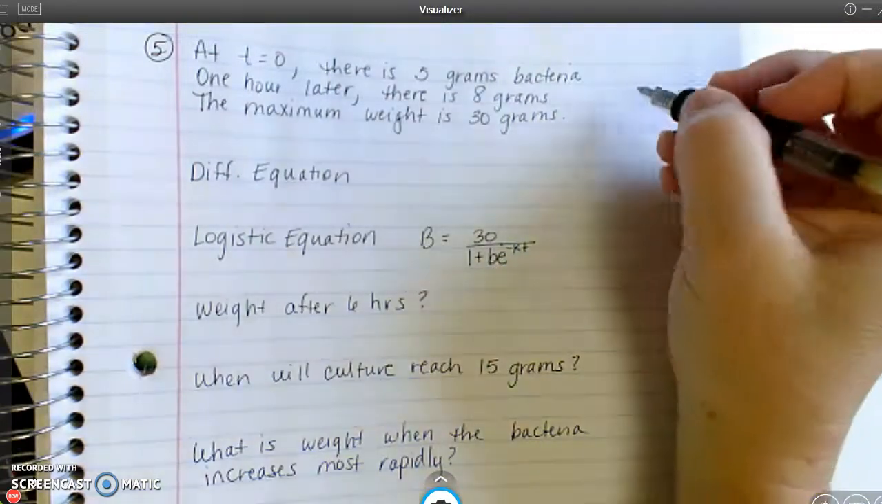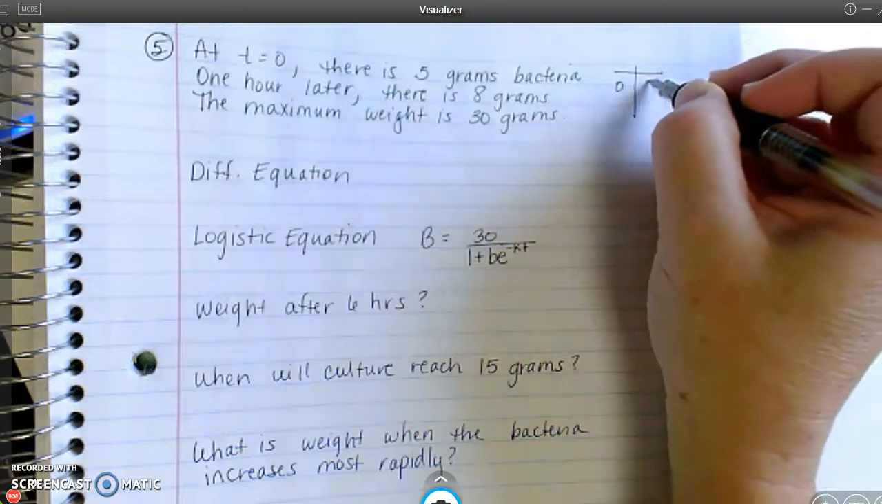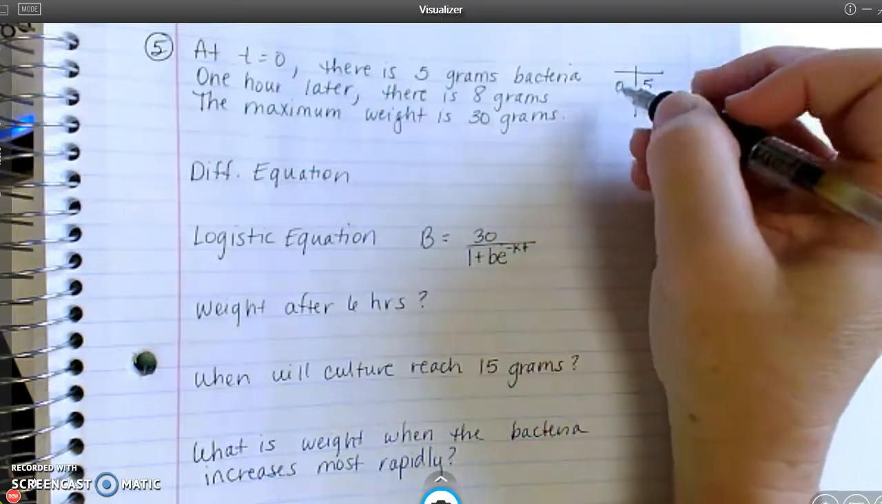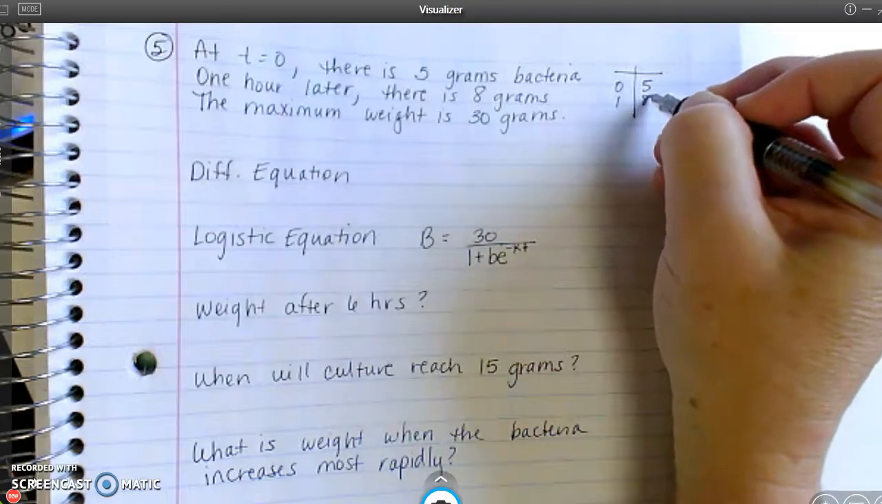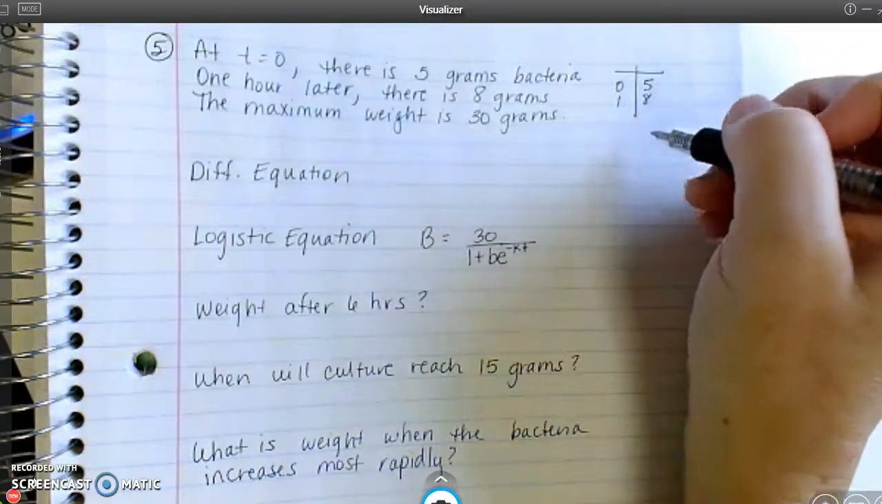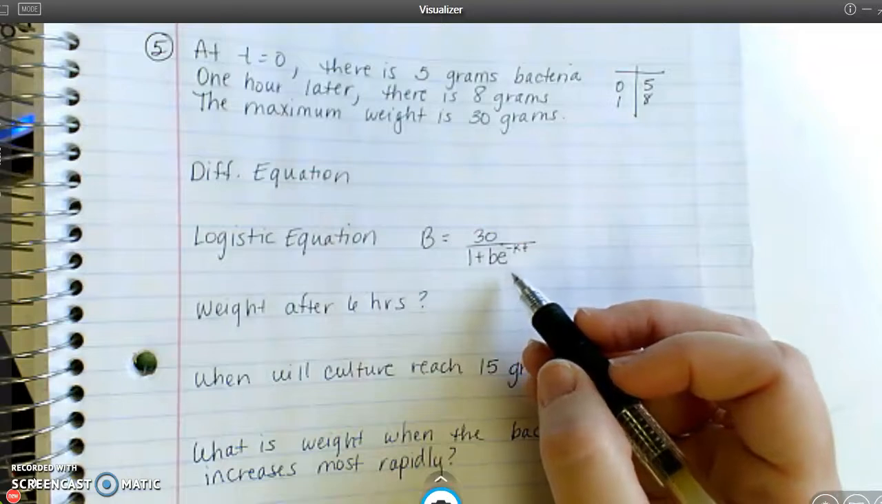Up here at the top, kind of like we've done before, we're going to make a little t-chart. We know that (0, 5) is how many we start with. We know that 1 hour later it's 8. Because it says hours, I'm going to use hours. And so those are the 2 points that I'm going to use originally to find everything that I need to find.